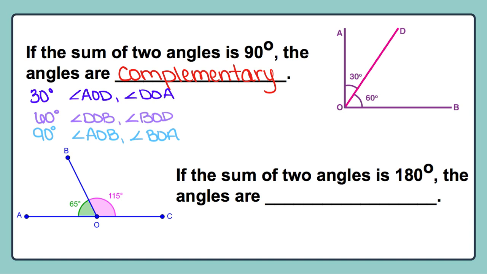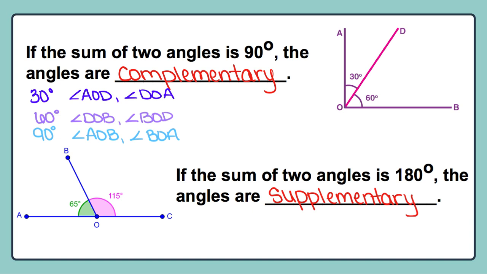Let's look at the next one. We've got the sum of two angles is 180 degrees. We know what this is, guys? What is it? Straight line. Supplementary. Pretty good. Why is it called supplementary? I did not come up with these, so I really have no idea.